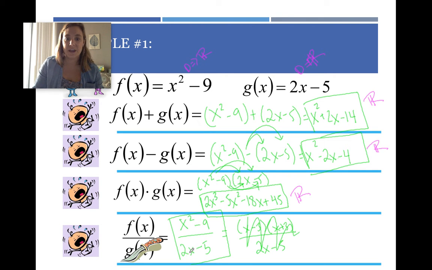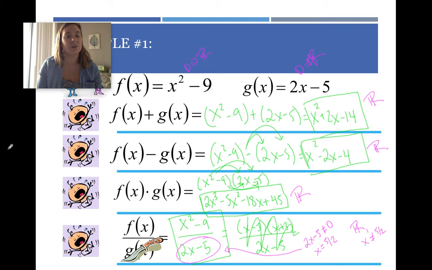This one's got a restriction. I've got to look at this denominator and think, well, 2x minus 5 can't be 0. It can be negative. It can be positive. It just can't be 0. So let's solve for that, and I'm going to get x equals 5 halves. So it's going to be all real numbers, except x cannot equal 5 halves. Or if you say 2.5, that's fine.